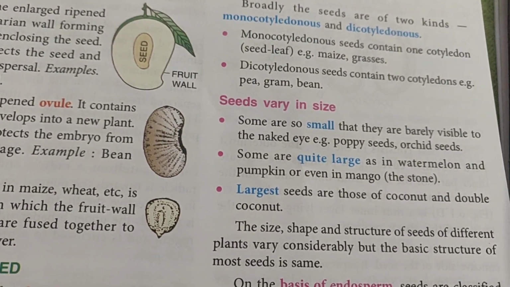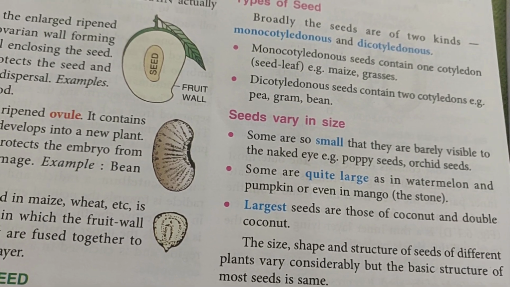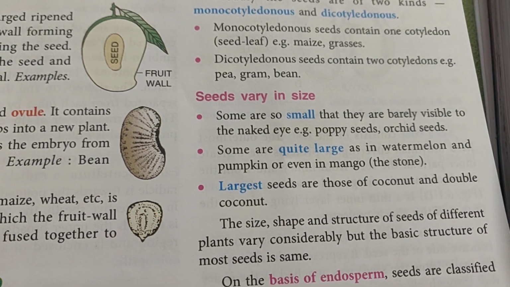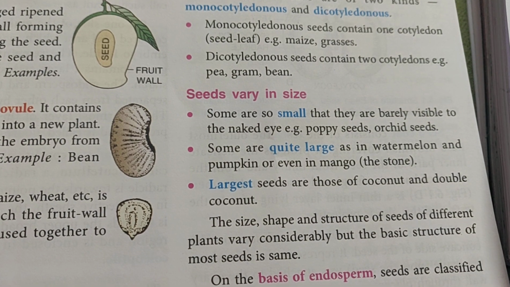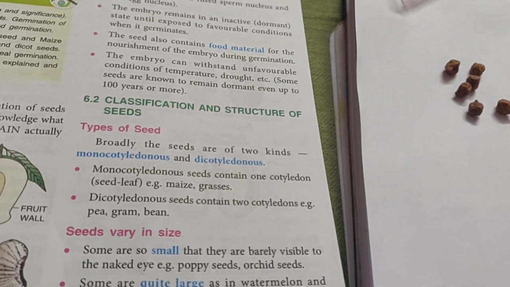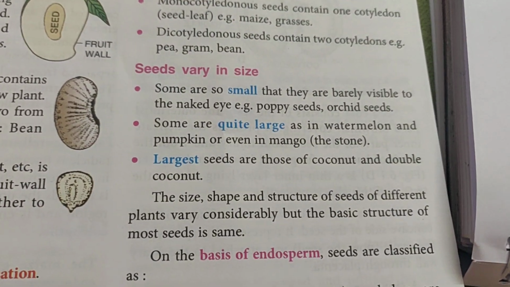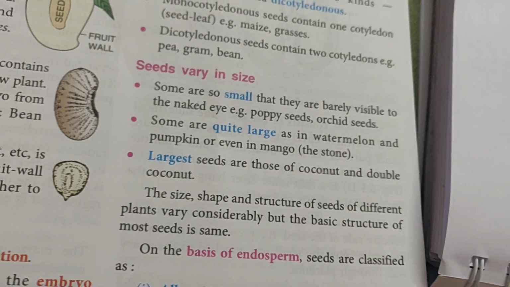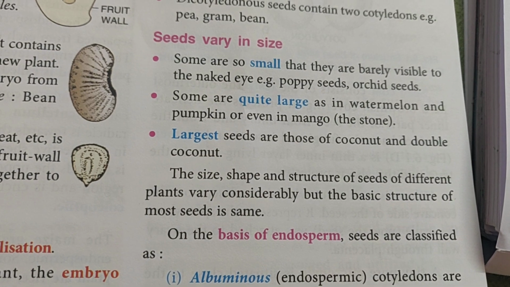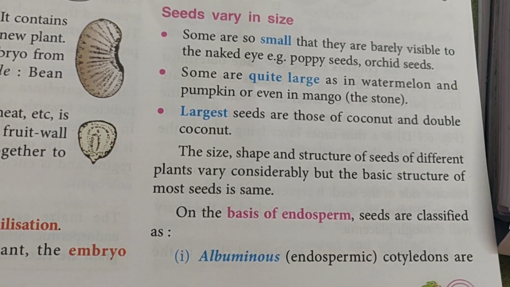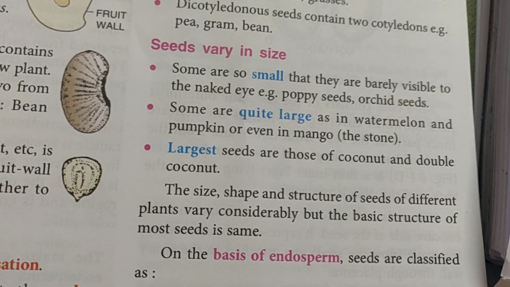Seeds may vary in size. They can be as small as poppy seeds, whose size makes it difficult to see them with naked eyes. Some are as large as mango seeds. And do you know which are the largest seeds? Coconut. Coconuts are the largest ones. Now, their shape and size may vary, but basically the structure remains the same. Remains the same means they will have endosperm, they will have embryo, they will have a protective covering.